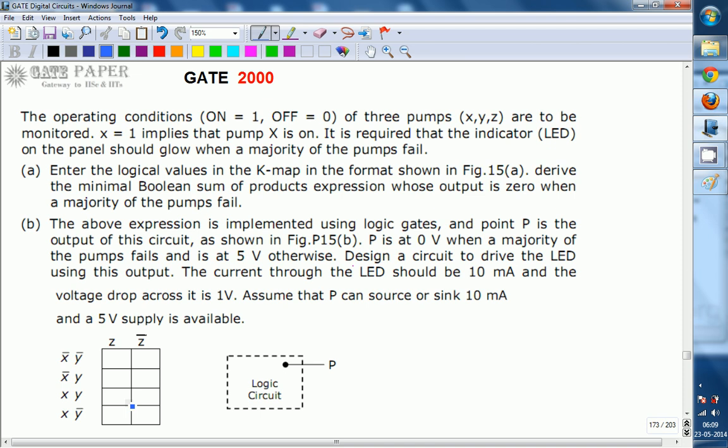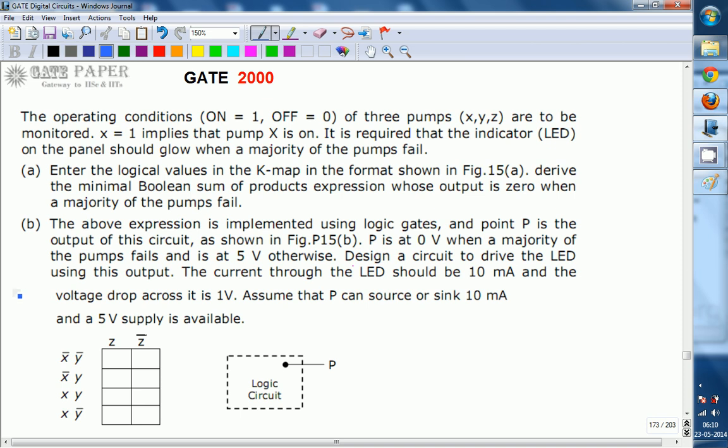So first, given that there are 3 pumps X, Y, Z, they have to be monitored for whether the pumps are on or off. Whenever the majority of the pumps, that is 2 out of 3 or 3 out of 3, fail, at that time the LED has to glow. So first of all we are going to enter the values into the K-map.